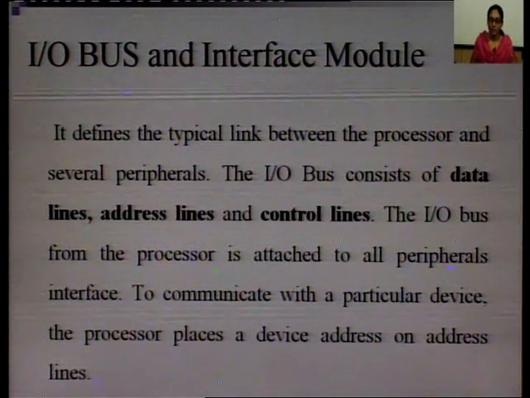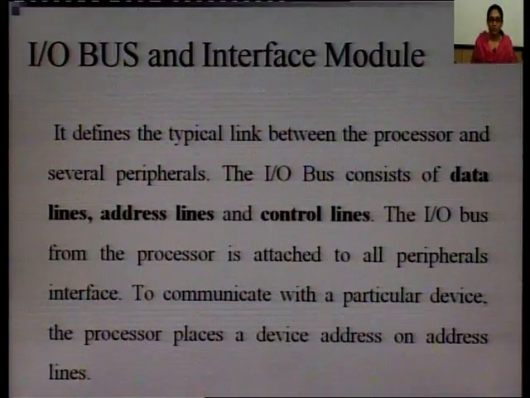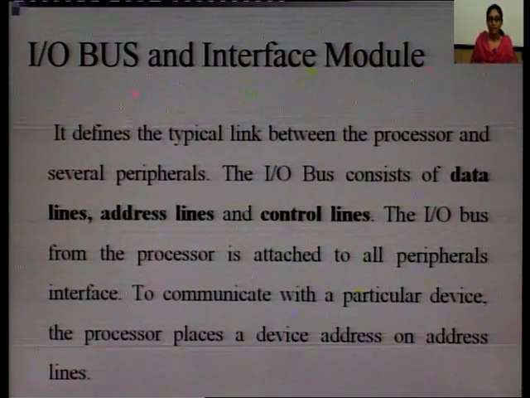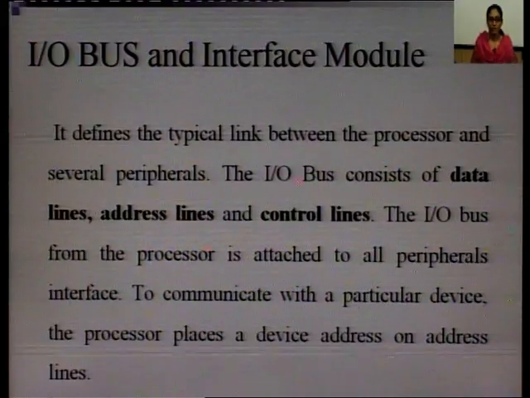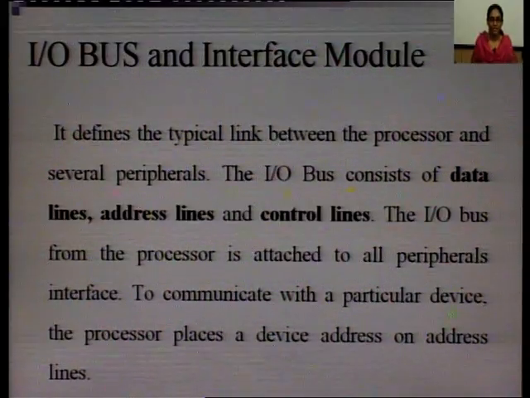The processor is connected with the peripheral devices through some input output buses. The input output bus consists of data lines, address lines and control lines. The input output bus from the processor is attached to all the peripheral devices. To communicate with a particular device, the processor places a device address on the address line and data on the data bus.